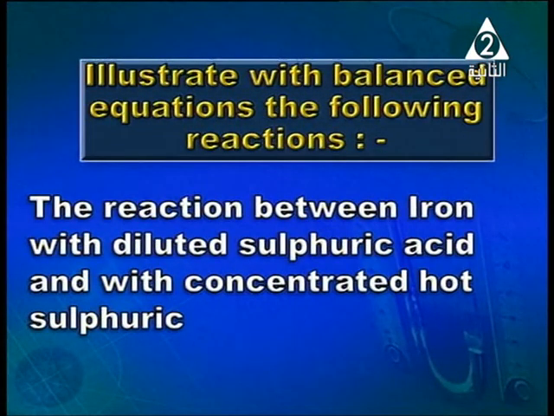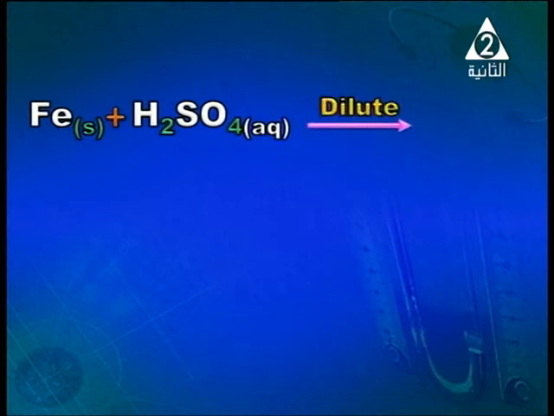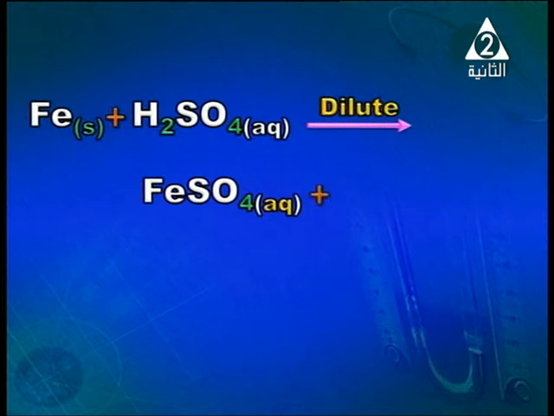Illustrate with balanced equation the following reaction. The reaction between iron with diluted sulfuric acid and its reaction with concentrated hot sulfuric acid. Iron, when it reacts with diluted H2SO4, replaces the hydrogen, forming iron 2 sulfate FeSO4 plus hydrogen gas that evolves.